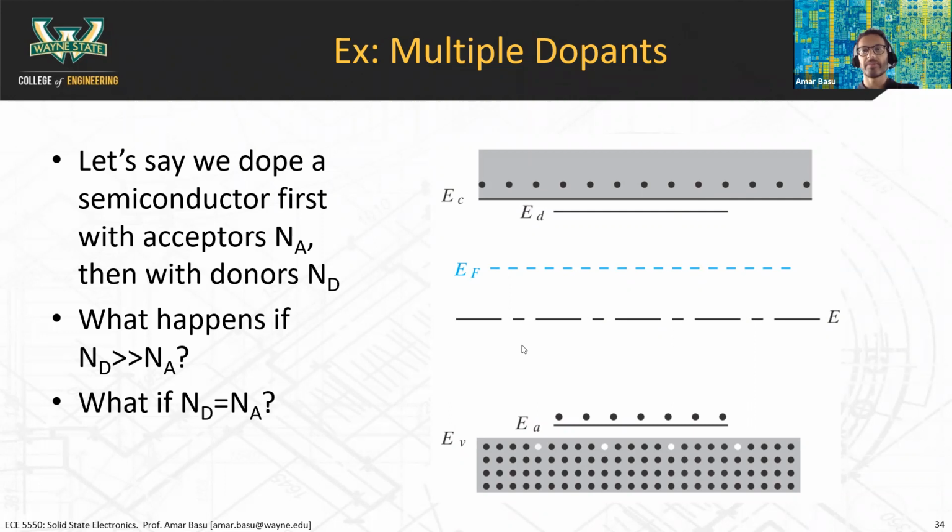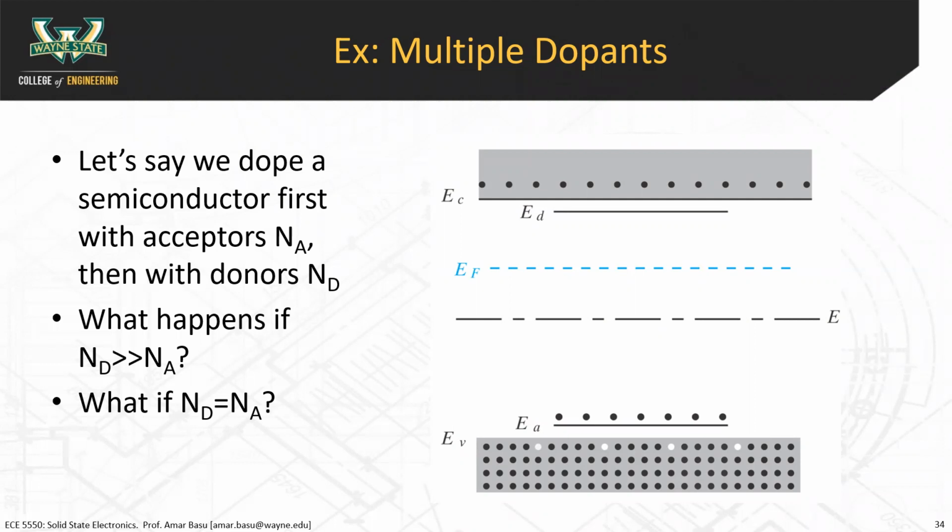So nobody gets confused, this energy band diagram is showing the case where ND is much greater than NA. How do we know that? Well, you look at the donor level up here, and then you see a whole bunch of electrons in the conduction band. But down here, you only see a few electrons in the valence band. So I'm kind of giving you a hint as to what the answer is going to be. I'm just looking for your reasoning.